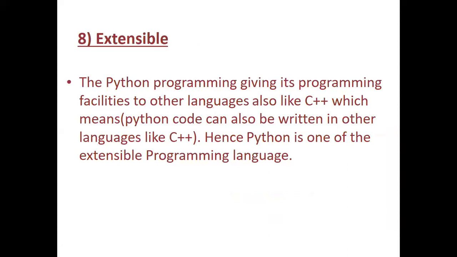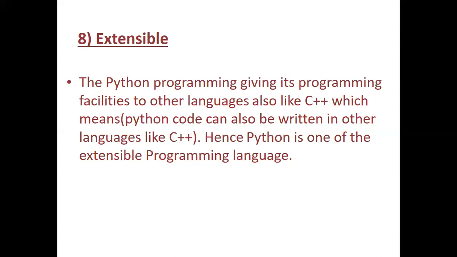Extensible. Why is it known as extensible? Python is giving its programming facilities to other languages also, like C++, which means Python code can also be written in the C++ language and other languages. So that is one of the reasons that it is known as an extensible programming language.